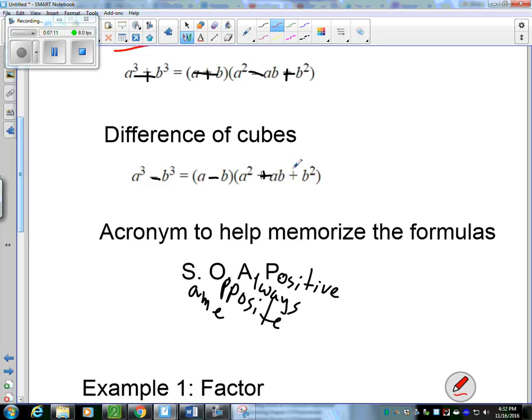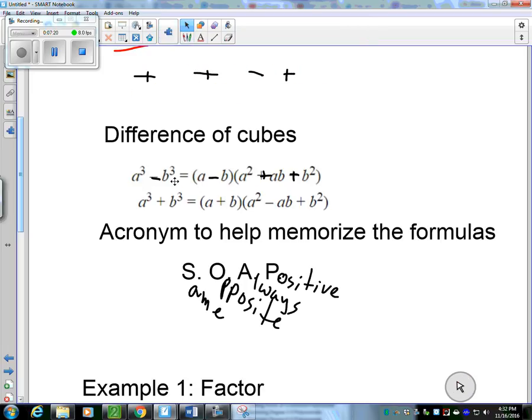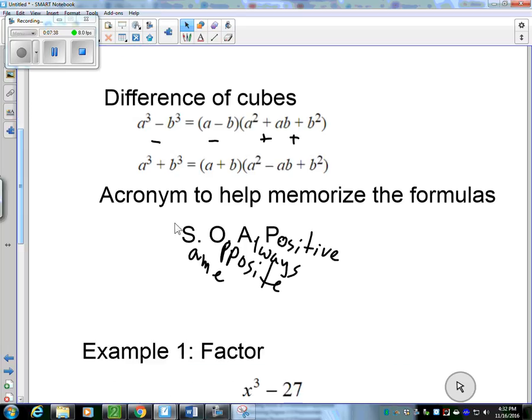So the main thing here, if you look at the actual formulas, they're really the exact same. You have a, b, a squared, a times b, b squared. You just have to memorize the signs, and that you can do with SOAP. So a, b, a squared, a times b, b squared. Alright, let's get working on some problems here.